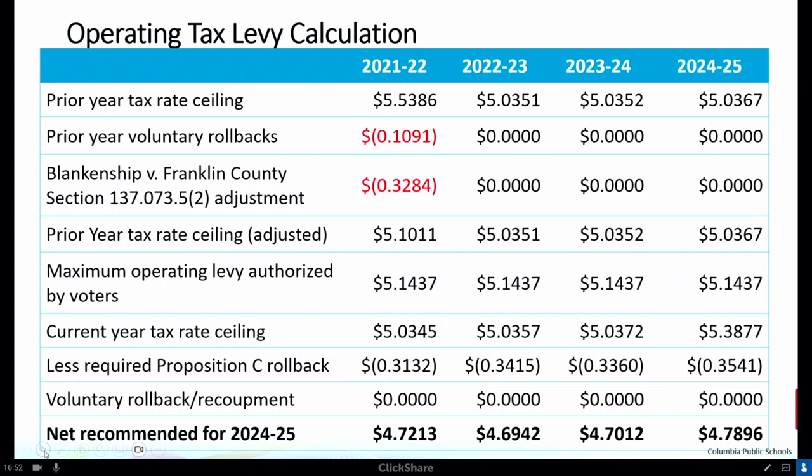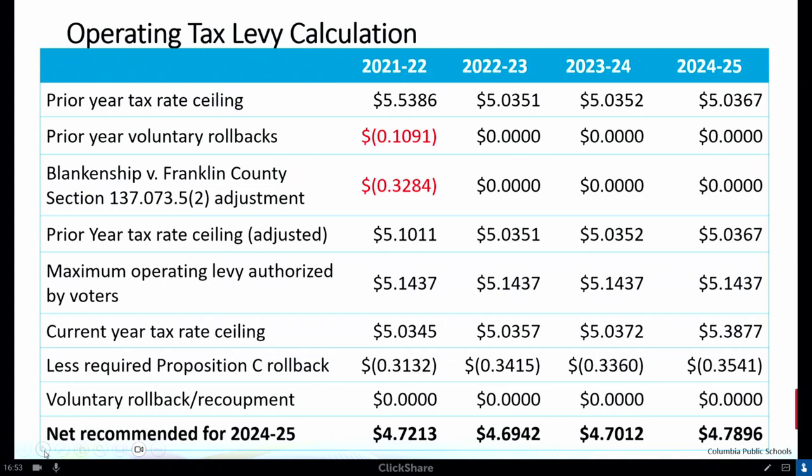And then the maximum operating levy authorized by the voters, remember we talked about this, is statutorily an amount we cannot go above, so we have 5.1437. Again, our tax rate ceiling happens to be above that amount, but we cannot go up to that amount. That tax is 5.3877 on the state auditor's office calculation, but because of that Blankenship ruling, even though we have a decrease in our assessed valuation, we still cannot go above that maximum operating levy authorized by the voters.